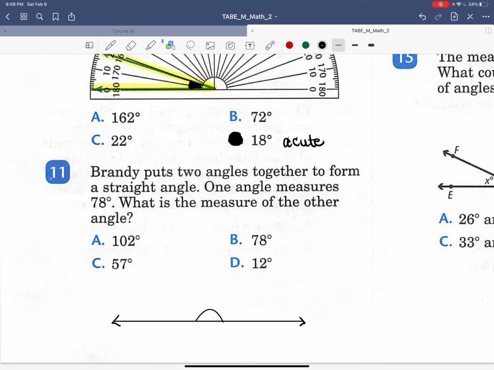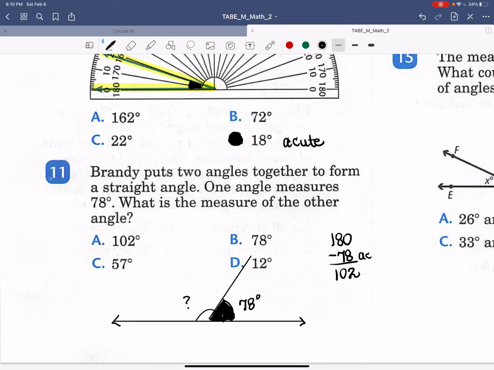One of the angles measures 78. Let me bring that in kind of like that. So maybe this part of the angle, right in here, is 78 degrees. So we want to know what the other one would be. Now, if it's a straight angle, in total, we know that that's 180. Minus 78 would be 102 degrees.